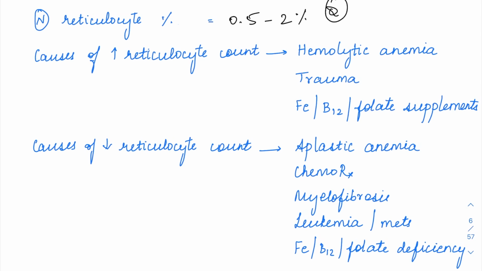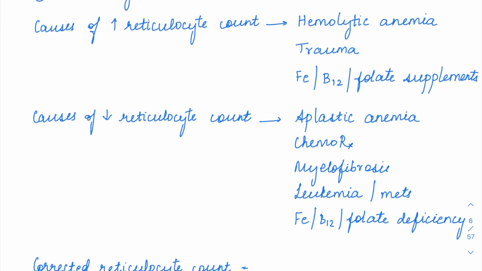Other than that, in hemolytic anemia, there is peripheral increased destruction of RBCs happening. So the bone marrow is going to try to compensate for that. So in hemolytic anemias as well, you are going to have the increased reticulocyte count.